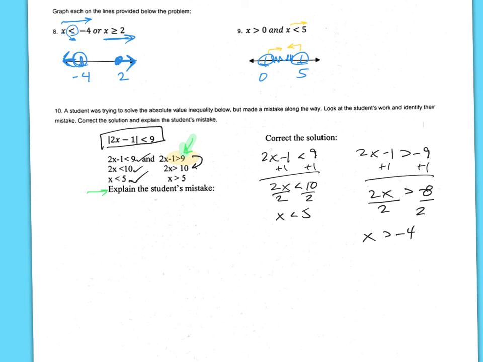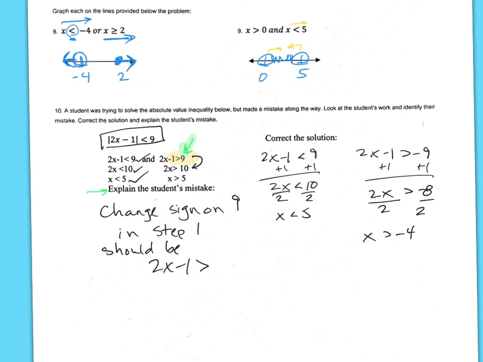So they really only made the one mistake. And the one mistake was they didn't change the sign on the 9. I'm going to call that in step 1. Should be 2x minus 1 is greater than negative 9, right there. And so the mistake can be as simple as that. Maybe they added 5 and they should have subtracted 5. Or maybe they divided by 3 and they shouldn't have done that. So you just look for the arithmetic mistakes or the sign mistakes.